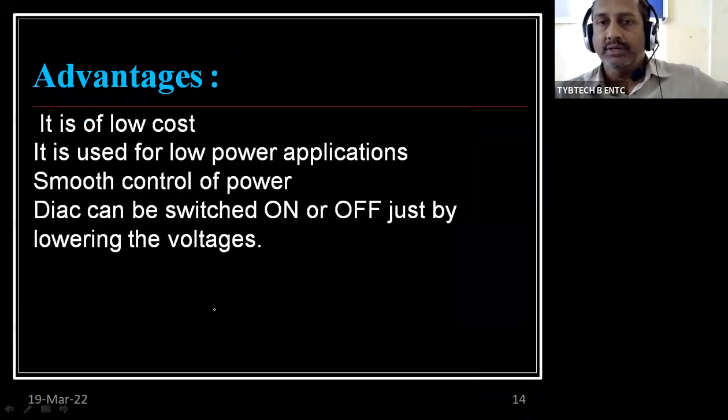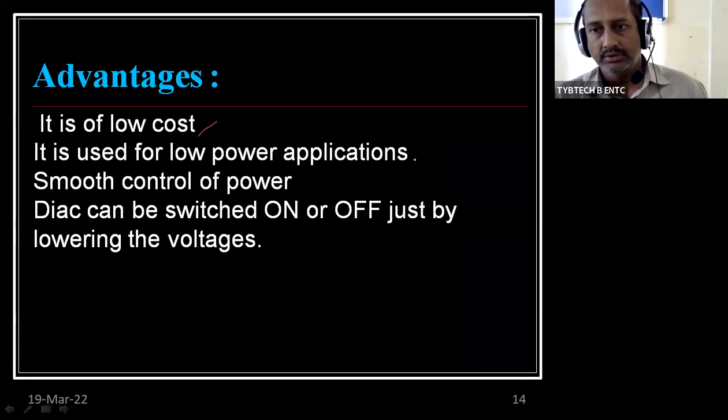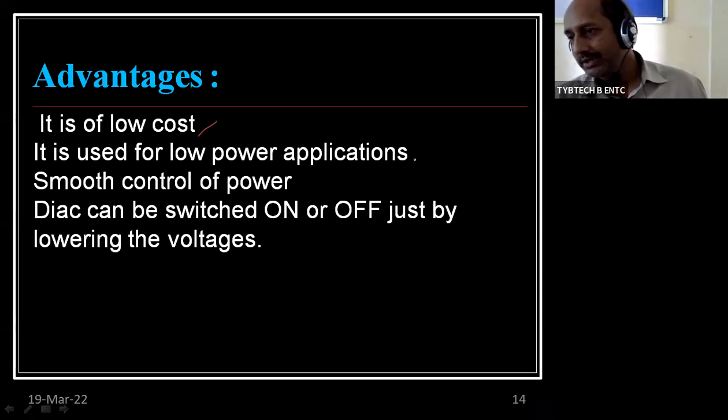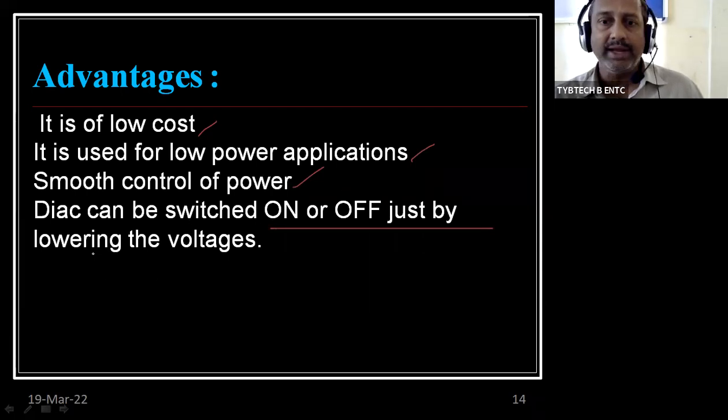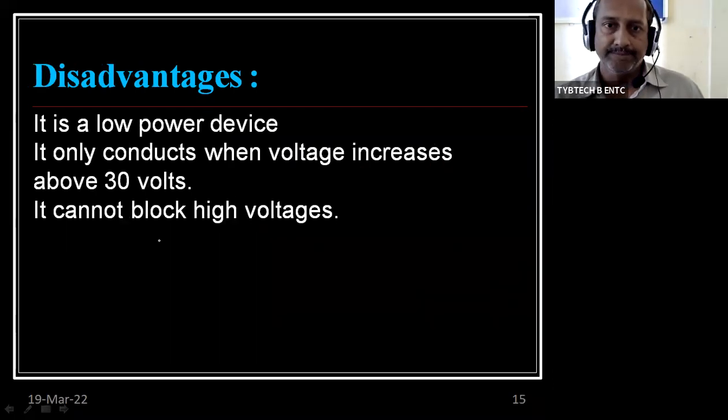The last part of this particular device is the advantages, disadvantages, and the applications. So it is of low cost. That is the first advantage. But not every device has this advantage. For the SCR also it is low cost, for the TRIAC also it is low cost. So you are supposed to compare, and accordingly it is mentioned over here. It is used for low power applications, smooth control of power, and it can be switched on and off just by lowering the voltage, because it is working on low voltage only.